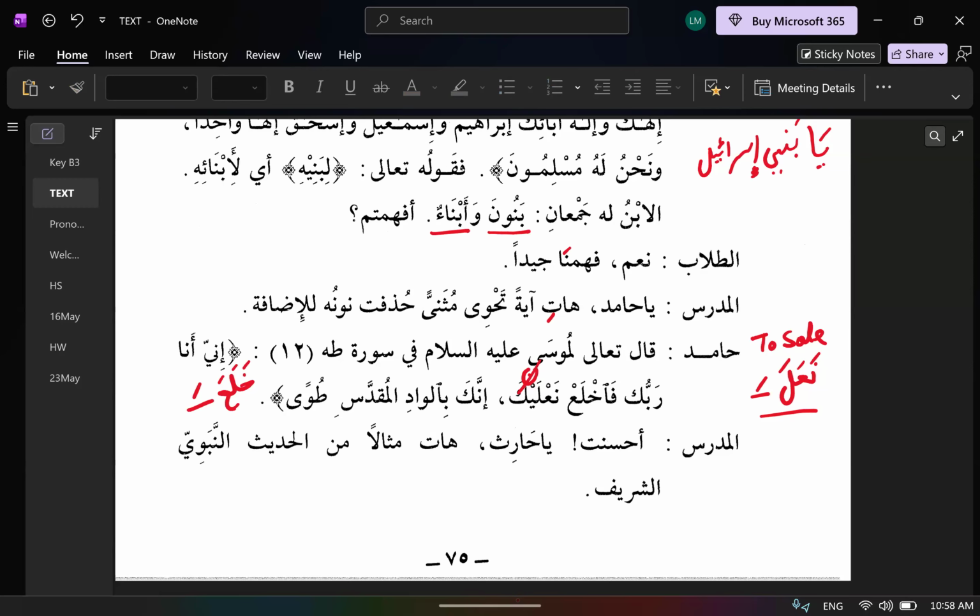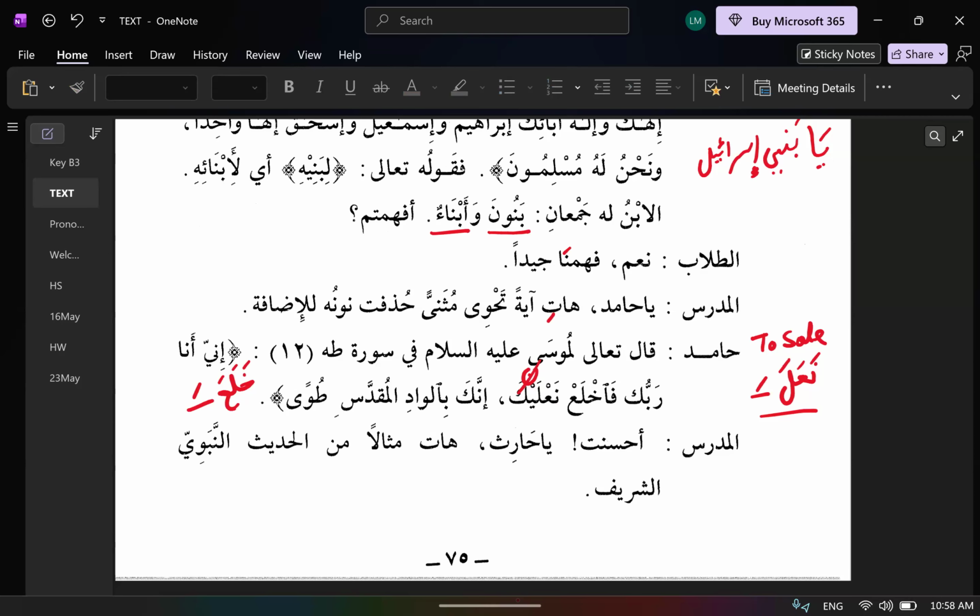So fakhla is from the fi'l amr. So take off. Shaving of the head, is that also from kha or qaf? No, that is halaq. Oh, okay. That's a different word.